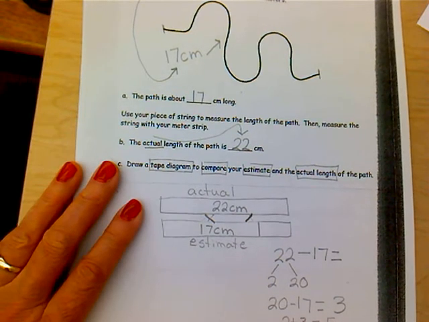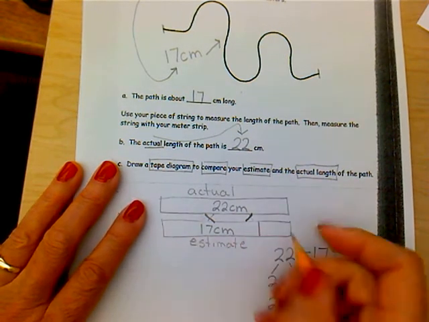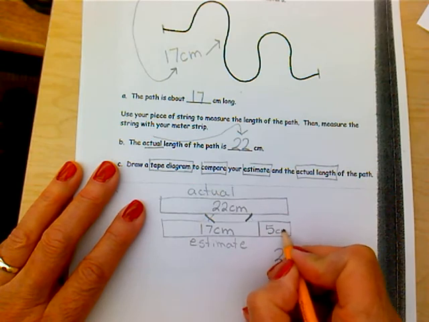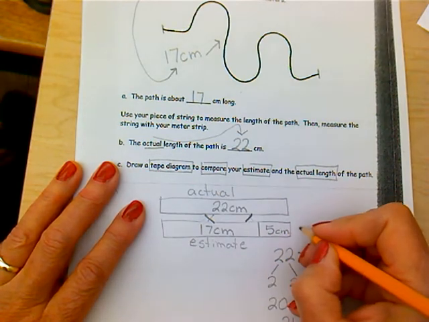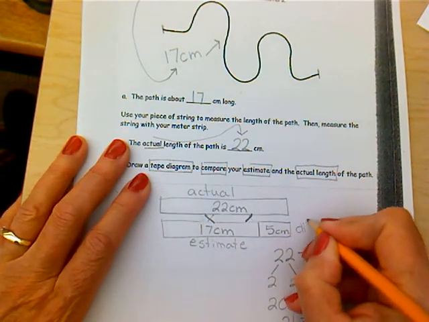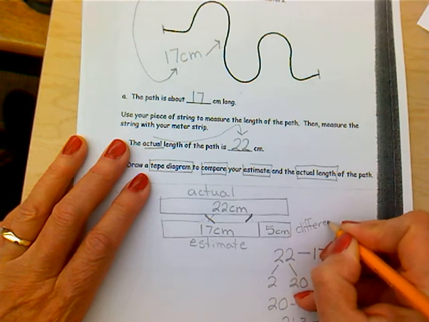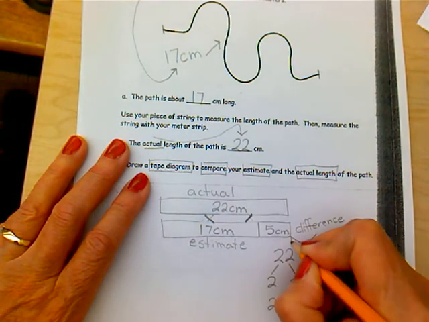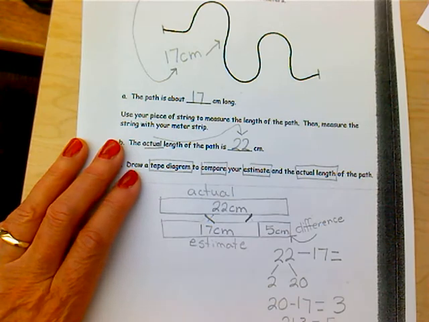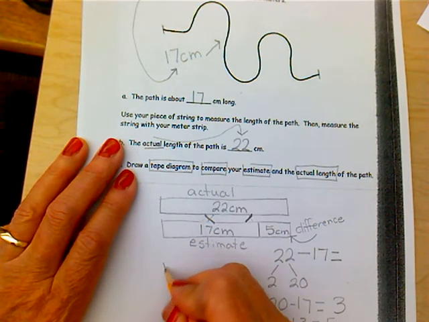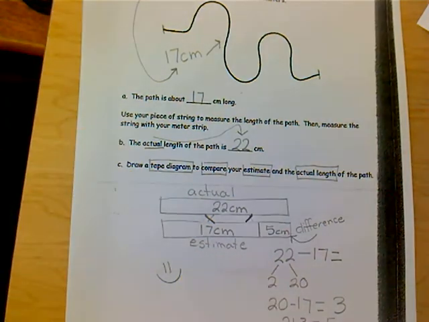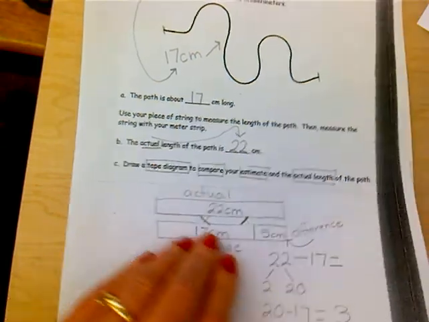So I know that the difference between these two is 5 centimeters. This would be the difference between the two. The difference is about 5, well, it isn't about, it is 5 centimeters. How did you do on that? If you did well, give yourself a smiley face. Let's move on to the next page.